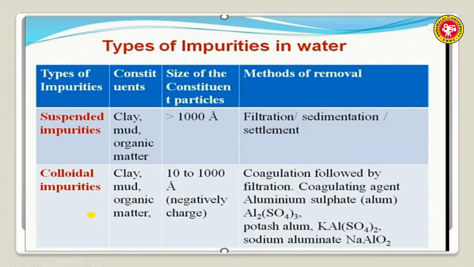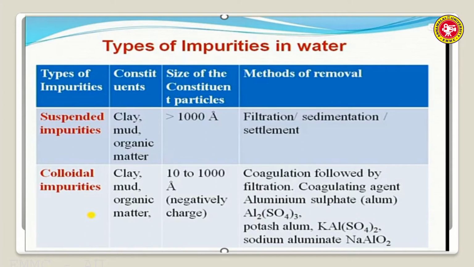Now let us discuss the types of impurities in water. There are so many types. First is suspended impurities, and the constituents of suspended impurities are clay, mud, organic matter. How to remove them? Filtration, sedimentation, and settlement are the methods. Colloidal impurities are the next category. Again, the constituents are clay, mud, organic matter, but the size of the constituents varies, from 10 to 1000 Angstrom. How to remove this? By coagulation, followed by filtration, or by adding chemicals like aluminum sulfate, potash alum, sodium aluminate, etc.